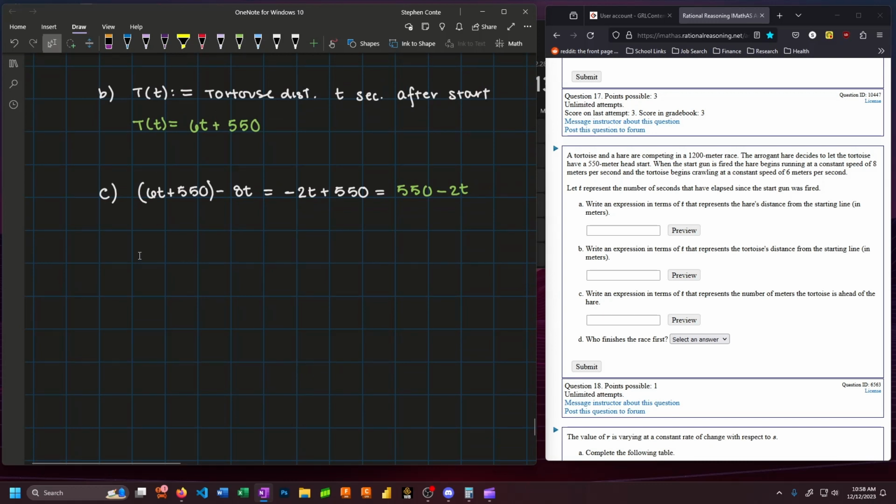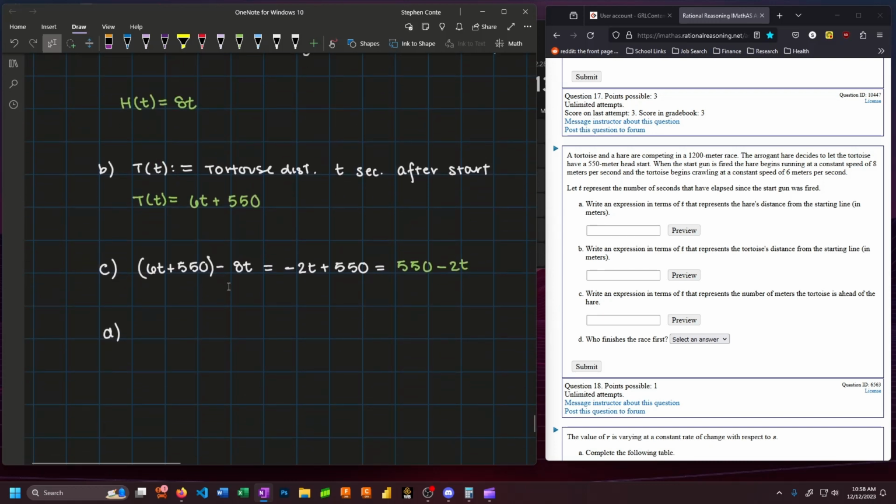Okay. Now, to figure out who finishes the race first, what we can do is take our two functions and set them equal to the total distance of the race and figure out who finishes faster, right? So I can say 8t is equal to 1,200 because that's the total distance of the race, right? If we're at the 1,200 meter mark, that means we've completed the race.